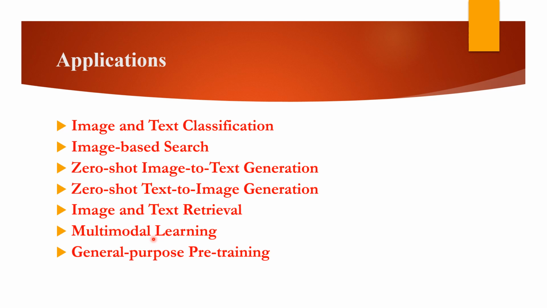Next comes multimodal learning. The CLIP model can be used for multimodal learning, where multiple modalities, for example text, images and audio, are used together to solve a task. For example, you can train a model that can perform speech to text translation by combining CLIP's text image understanding with a speech recognition model. The next is general purpose pre-training. CLIP can be used as a pre-trained foundation model for various downstream tasks in computer vision and natural language processing, such as object detection, image segmentation, and question answering.